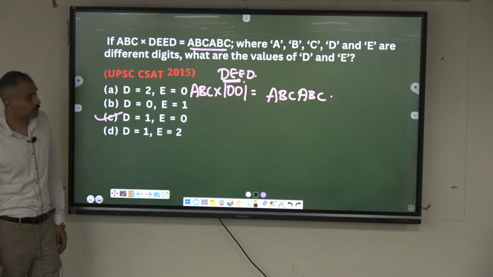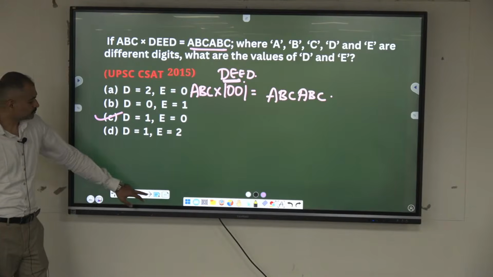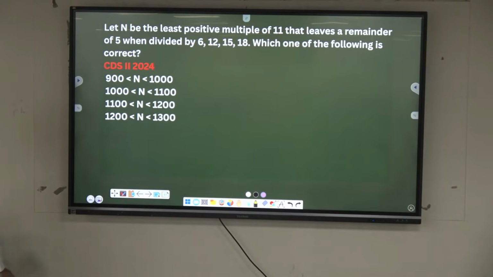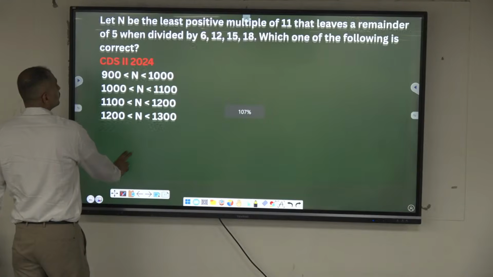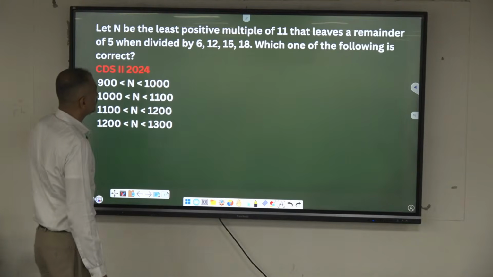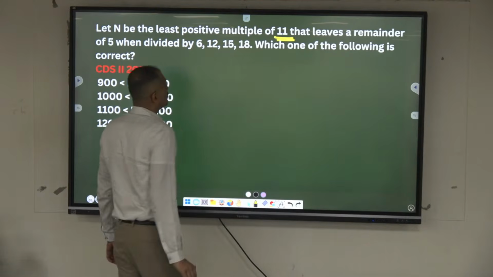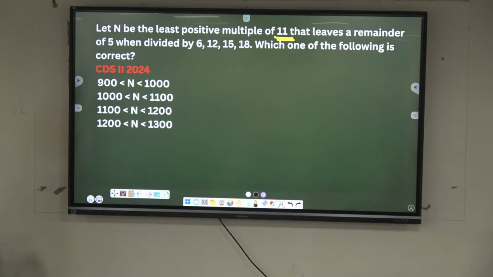Okay, shall we move? LCM questions. Let 10 be the least possible multiple of 11 that leaves a remainder of 5 when divided by 6, 12, 15, 18. Which one of the following is correct?